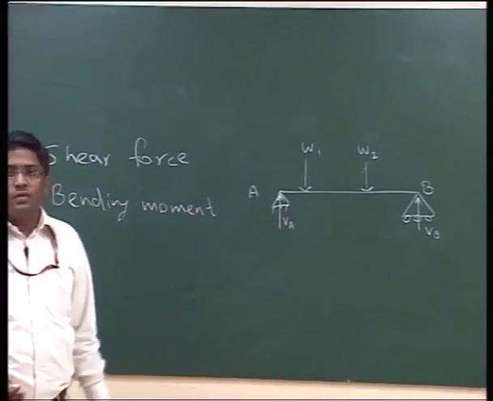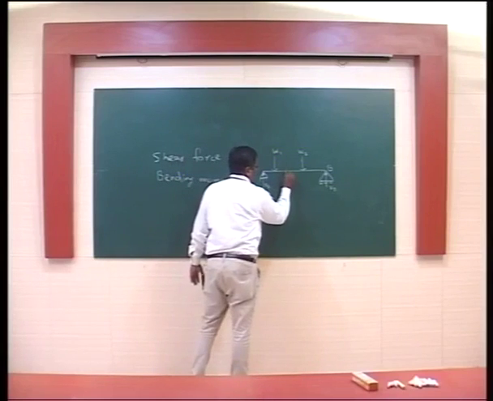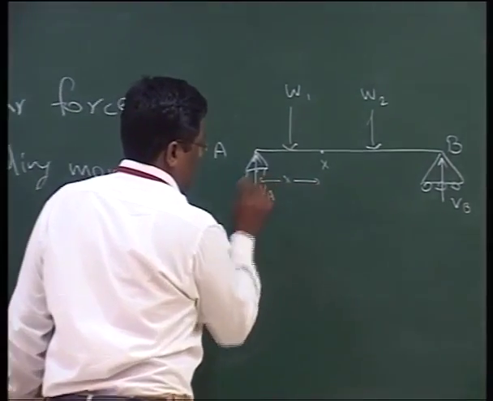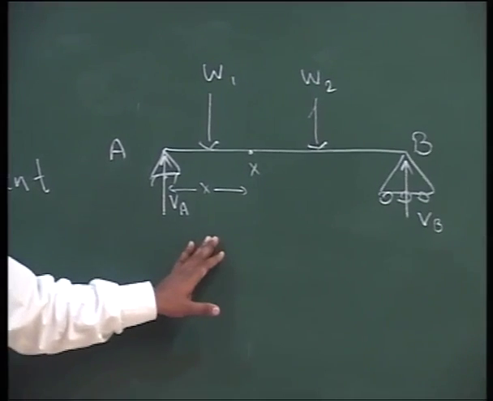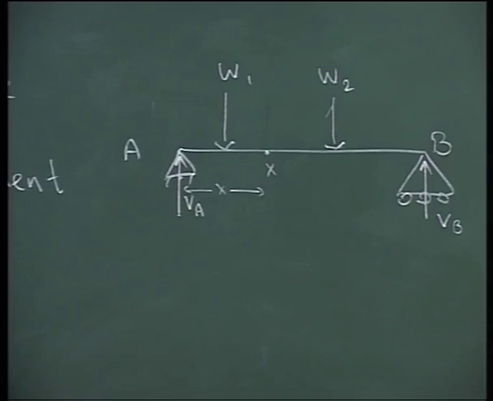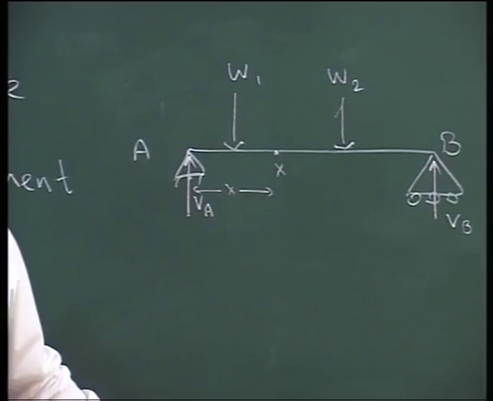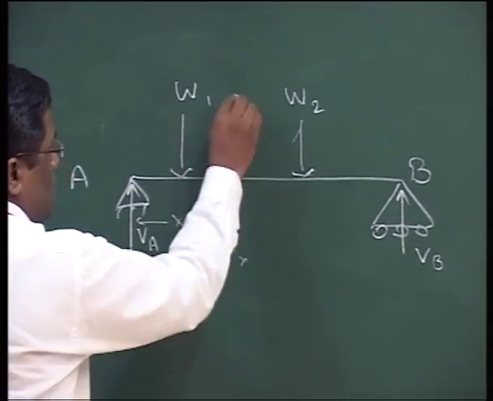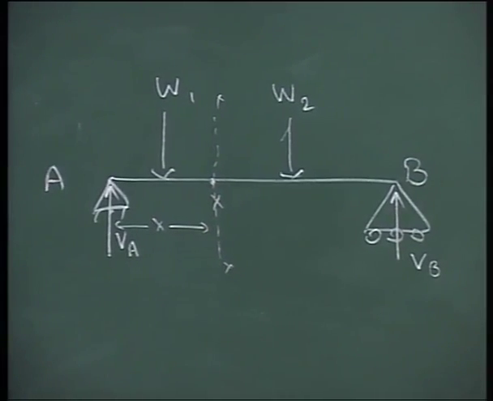Now we start analyzing this beam. If I take an arbitrary point x, which is situated at x meters from A. It is arbitrary. We can take the distance from any side, which I will tell you at later stages when we solve a numerical. Now we want to analyze this point x. That means I have cut this beam at this place, and this is known as a cross section, or a section which we have cut.